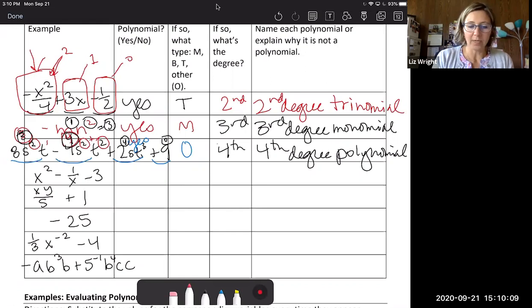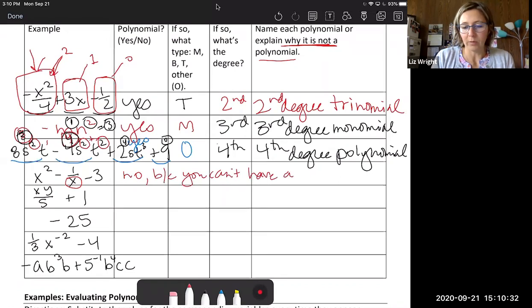Okay, so the next one here, is it a polynomial? I'm hoping you said no, because you can't have an x in the denominator. And so this would be no, and then you're going to explain why. So that's right here, or explain why it's not a polynomial. No, because you can't have a variable, and I'm going to come up here, because otherwise I'm going to run out of space. A variable in the denominator. So that would be a reason why.